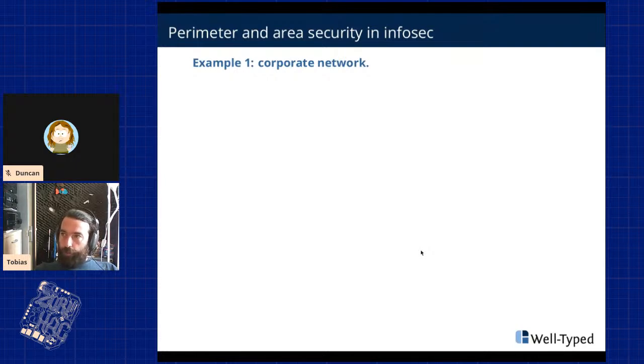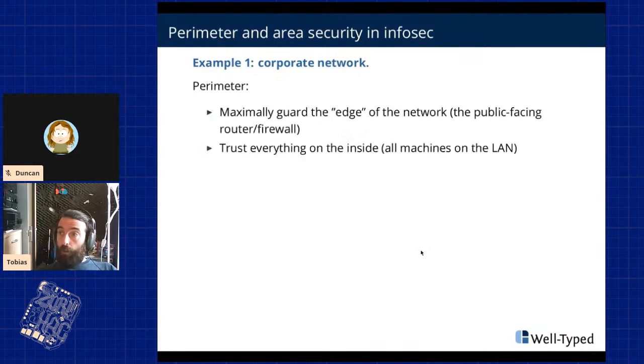But when it comes to information security, we can also apply these two models, but things look slightly different then. So let's look at one example, a corporate network. Typical company, couple hundred machines on the inside, and of course they need to access the internet, but they also need to talk to each other. There's, for example, a shared hard disk somewhere, whatever.